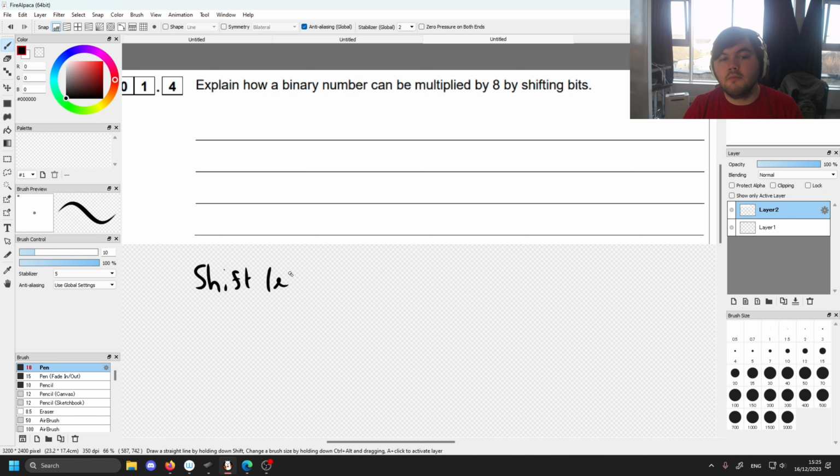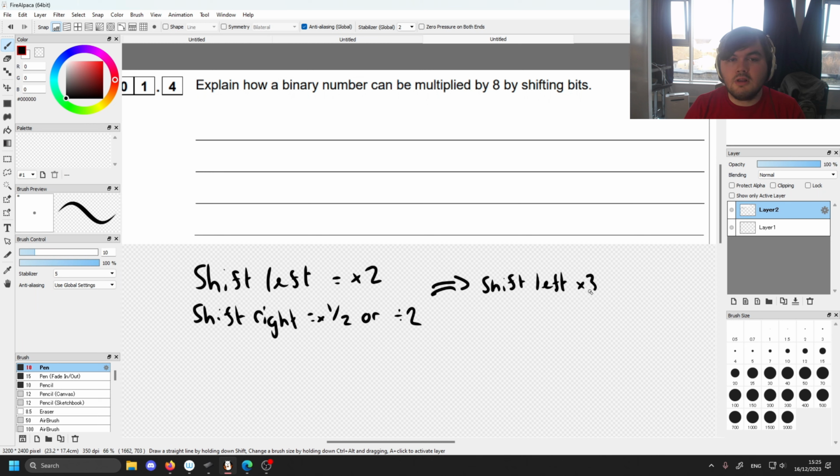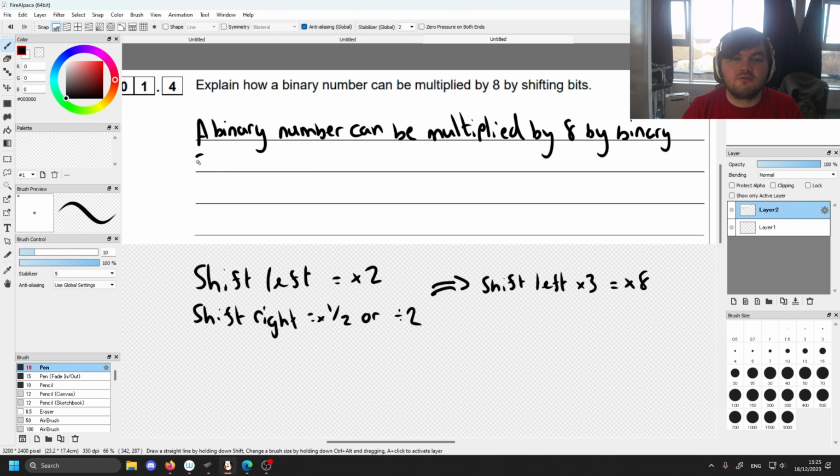Question 1.4. Explain how a binary number can be multiplied by 8 by shifting bits. Recall that shifting left multiplies a number by 2 for every digit you shift left. Therefore, shifting 3 digits to the left will multiply by 8.